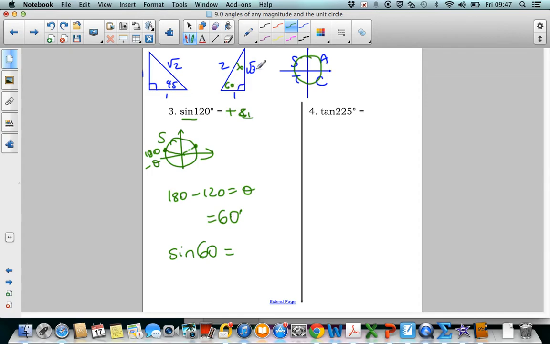We go to our 60-30 triangle. Sine is opposite over hypotenuse. And then in the triangle we can see opposite is root 3, the hypotenuse is 2. So sine 120 is positive root 3 over 2.